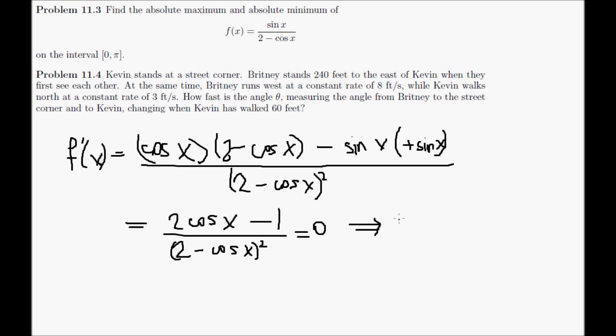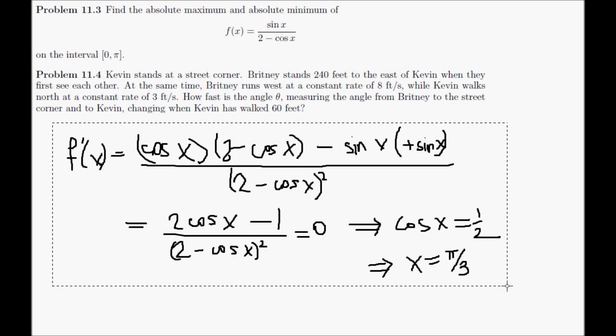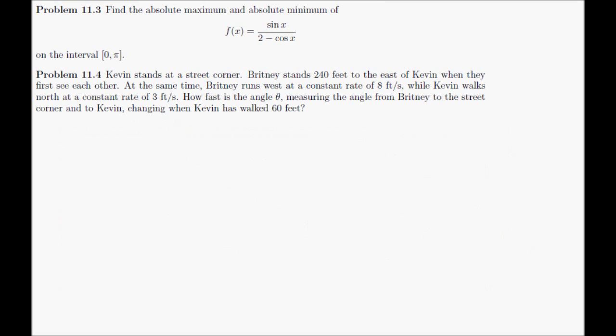Okay, so that means that cosine of x has to be equal to 1/2. And in the interval from 0 to pi, so we're only looking at the interval from 0 to pi, the only place where cosine of x is equal to 1/2 is if x is equal to pi over 3. Okay, so that's the one critical point, x equals pi over 3. So to figure out the absolute maximum and minimum of this function, we have to check 3 points.